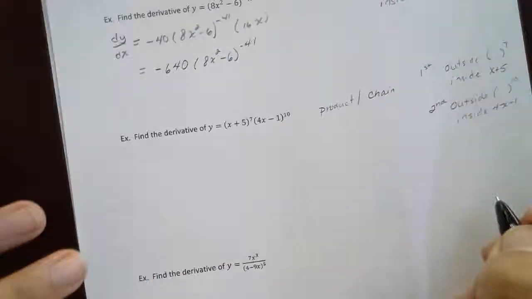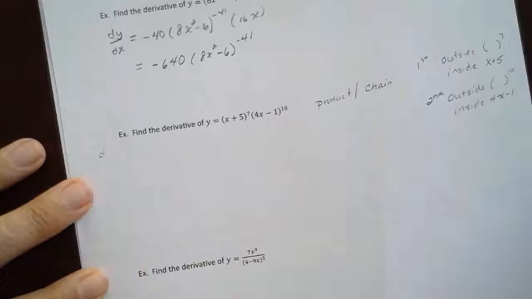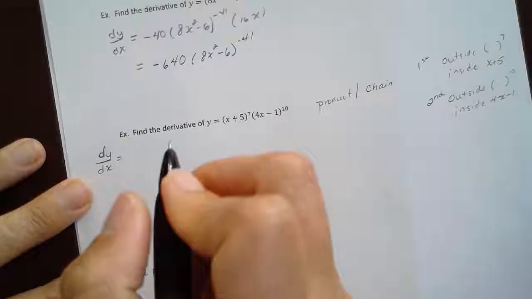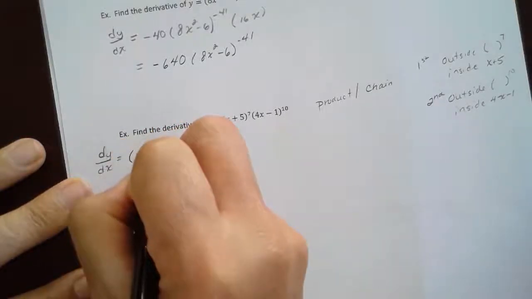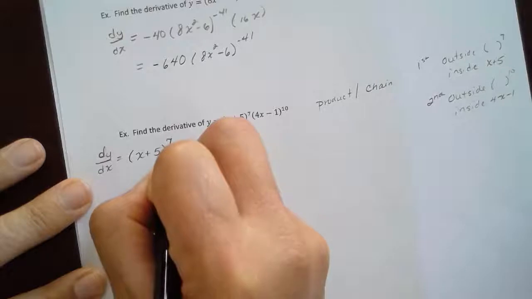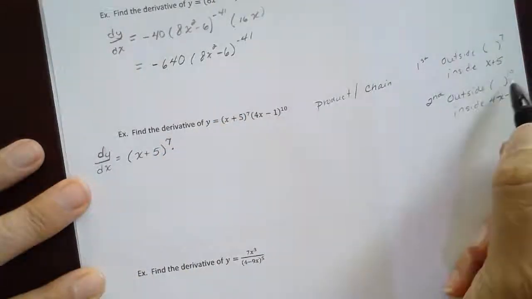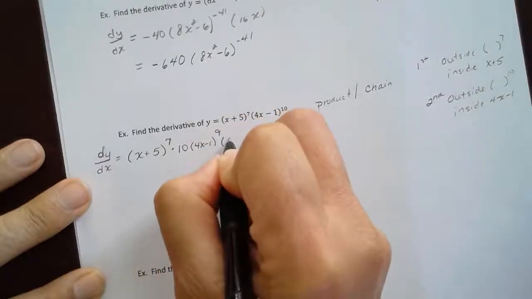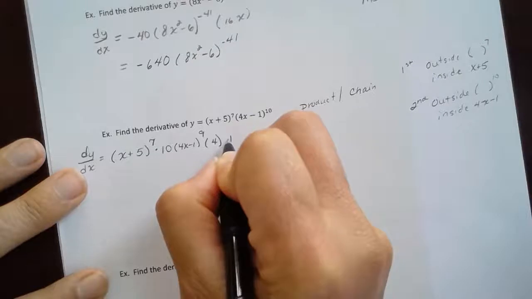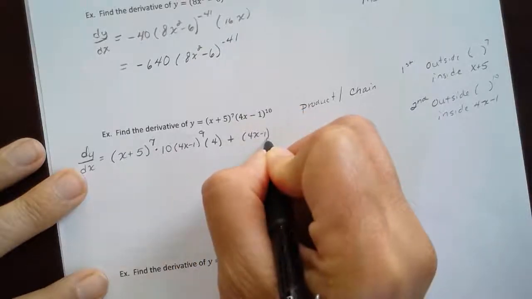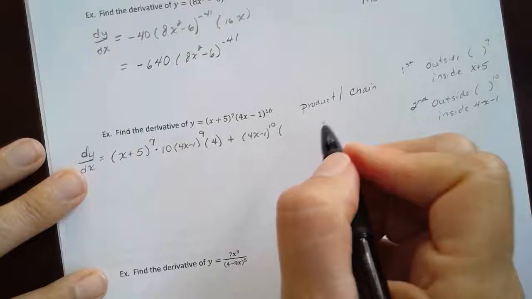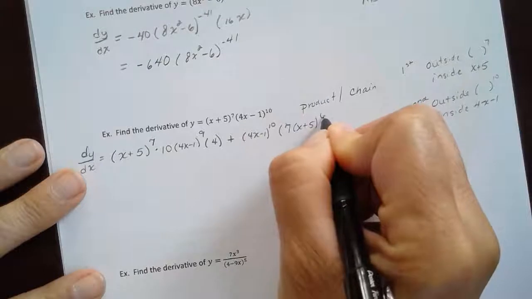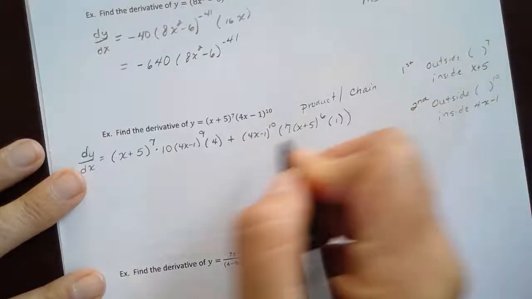All right, so now let's use our product and chain rules together. dy/dx: product rule says first times derivative of the second, so first is (x plus 5) to the 7th, times the derivative of the second. The derivative of the outside would be 10 (4x minus 1) to the 9th, and the derivative of the inside will be 4. Product rule says plus second, so (4x minus 1) to the 10th, times the derivative of the first. The derivative of the outside will be 7 (x plus 5) to the 6th, times the derivative of the inside, which is 1.